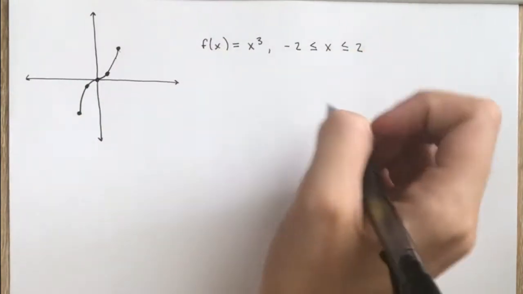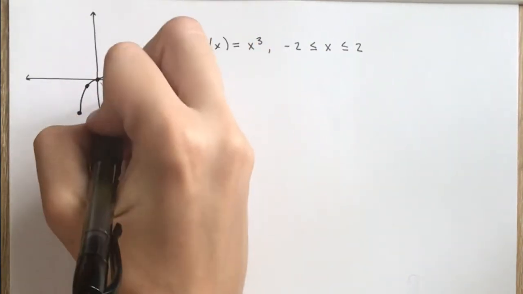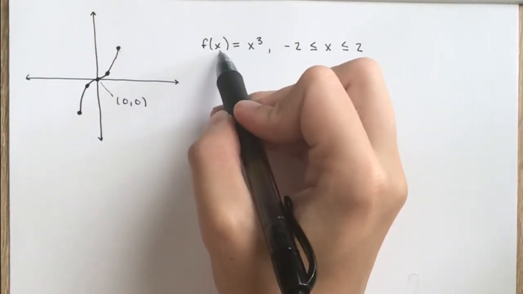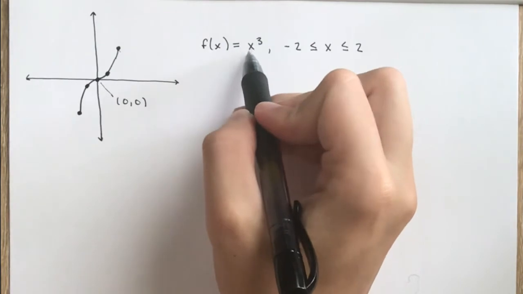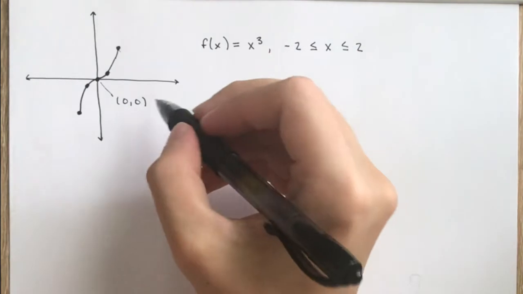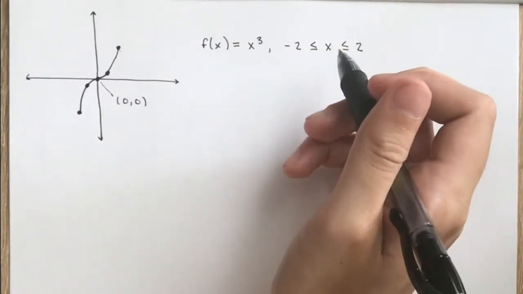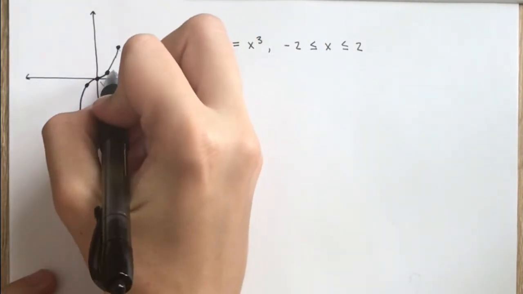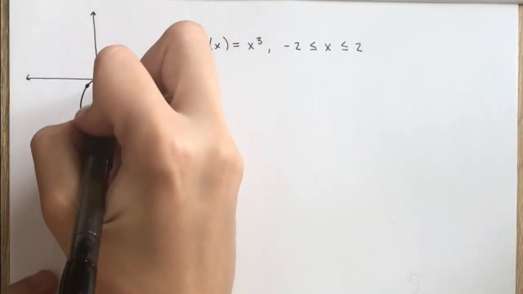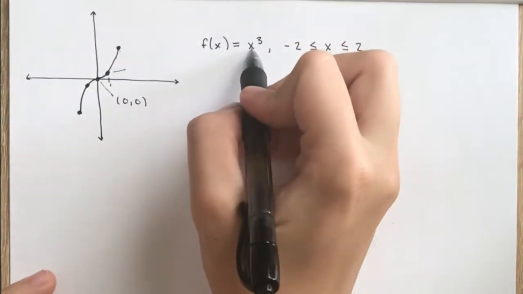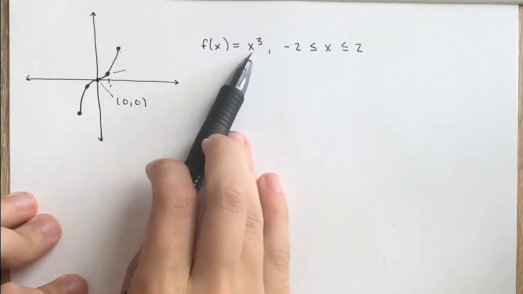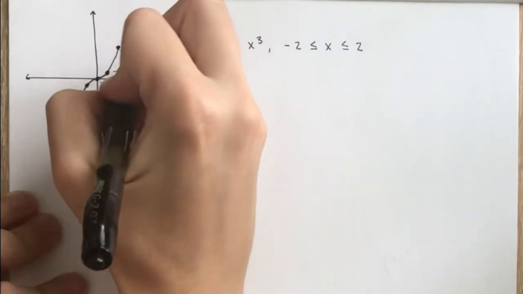So this guy, right, is clearly 0, 0. And that makes sense, right? Because if we are looking at f of 0, if we plug in 0 for x, we get 0 cubed, which is just 0 times 0 times 0. And that's 0. If we look at this guy, this is 1. If I plug in 1 for x here, I've got 1 cubed, which is 1 times 1 times 1, which is just 1.